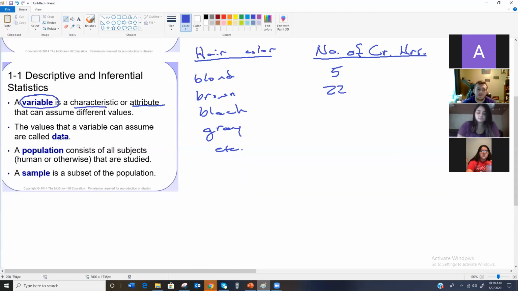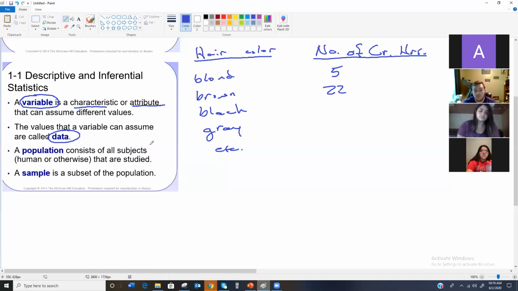Okay, so the next thing is that the values that a variable can assume are called the data. So if someone says, I have blonde hair, that's the data for that person. That's the data that's been collected. So data is the actual things that it could assume. These two things, you'll be pretty comfortable with them because they'll use them a lot within the problems. These are probably not something I would ask about on a question.